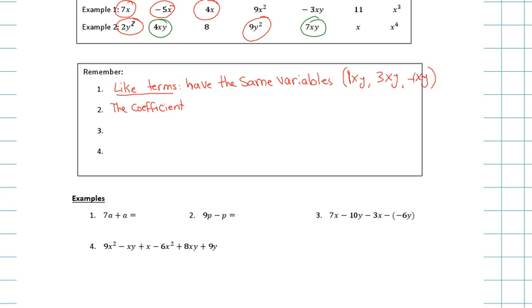So the coefficient, which is the number in front of the variable, may differ between like terms. Okay? So if I have 3xy and 5xy, they're still like terms, even though their coefficients are not the same.